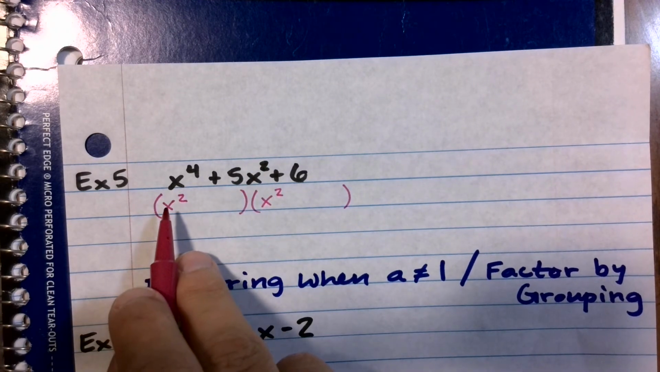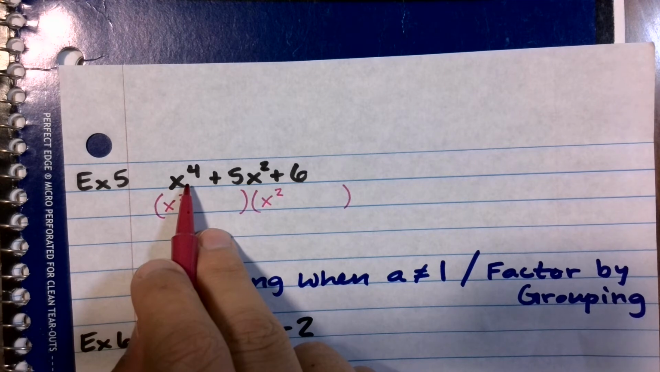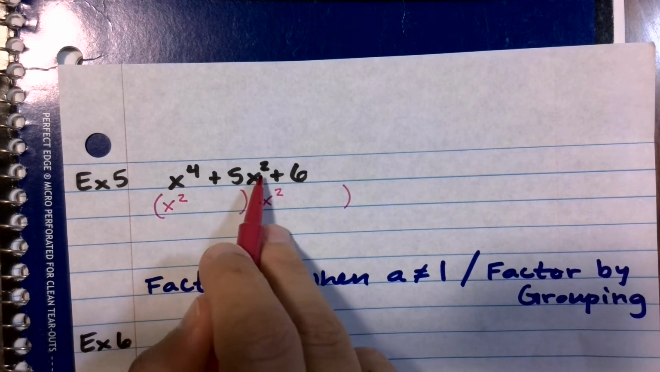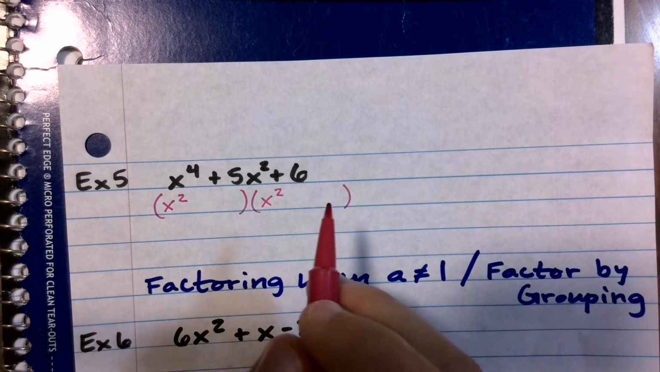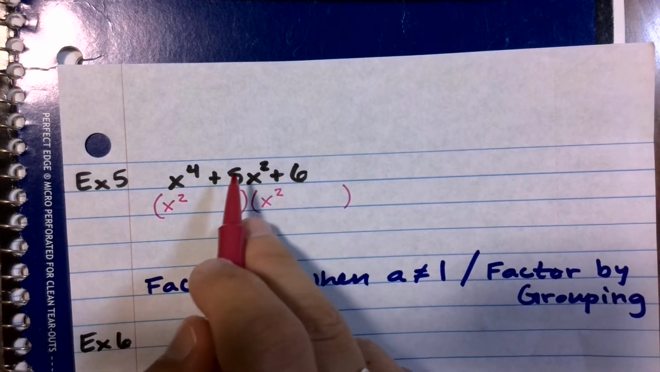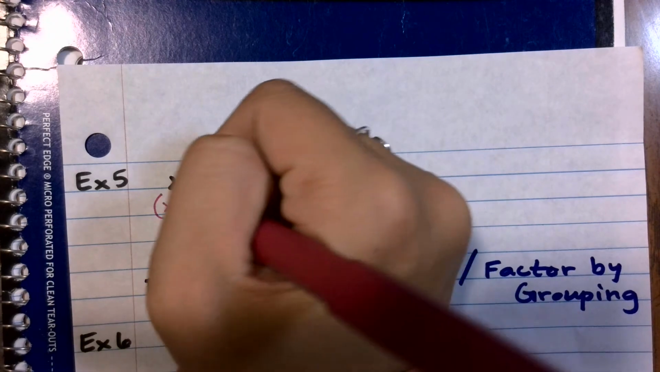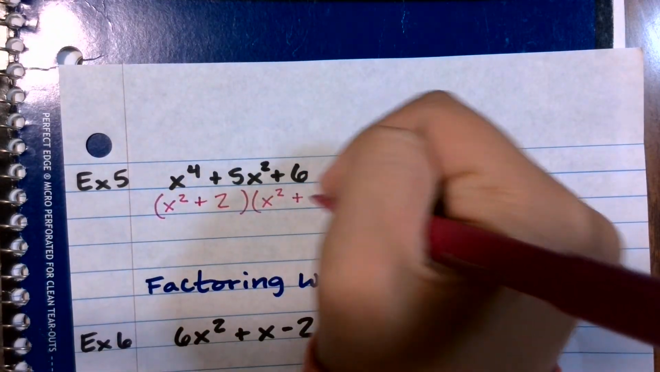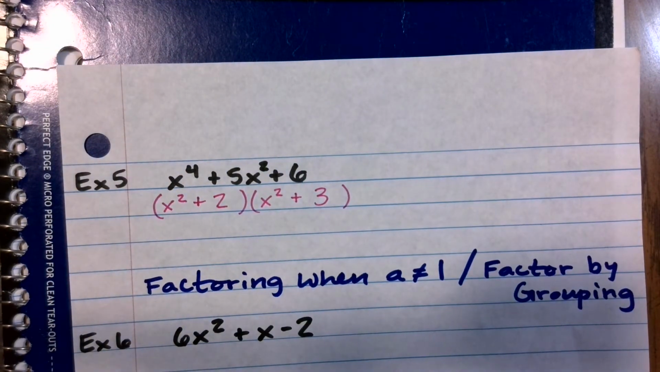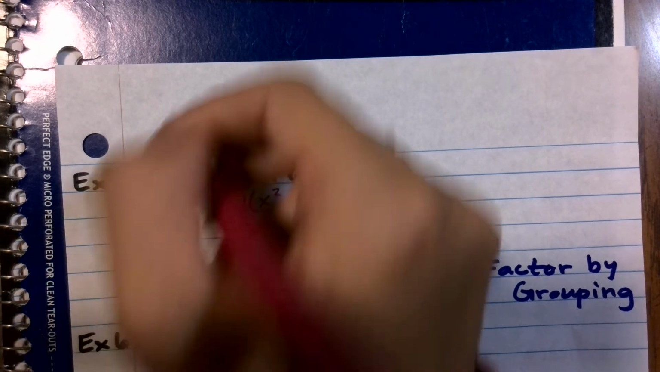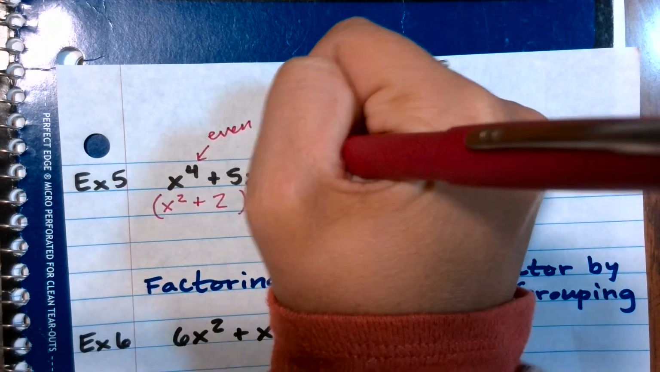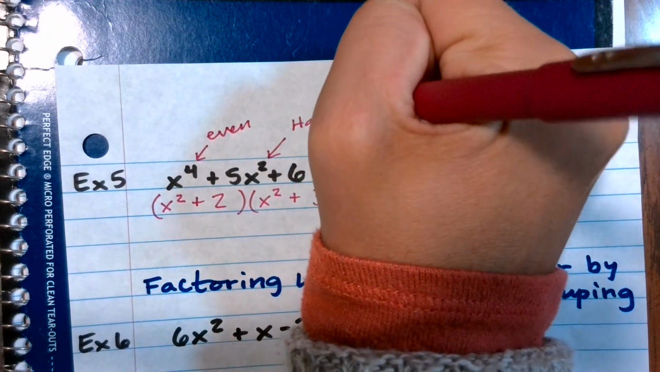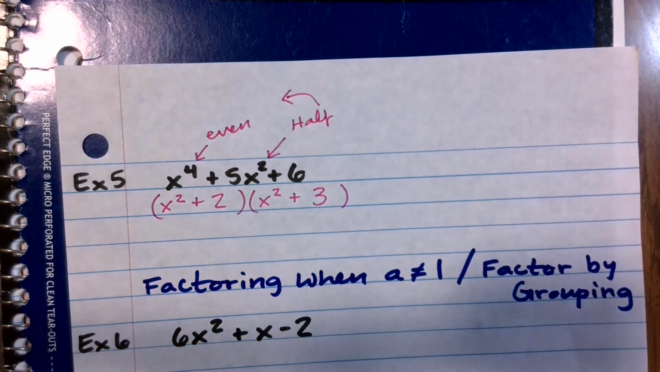And we notice from this that if I did multiply this back through, I get my x to the fourth. This is also going to guarantee that my middle term is that x squared. I'm still thinking of numbers that multiply to be 6 and add to be 5. So a positive 2 and a positive 3 there. So it works the same way as an x squared, as long as this power is even and this power is half of that power.